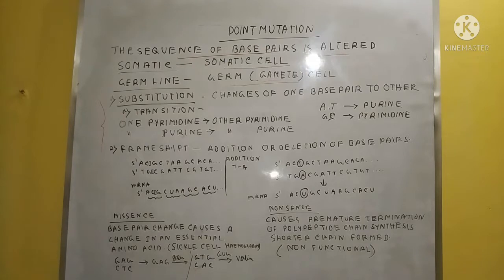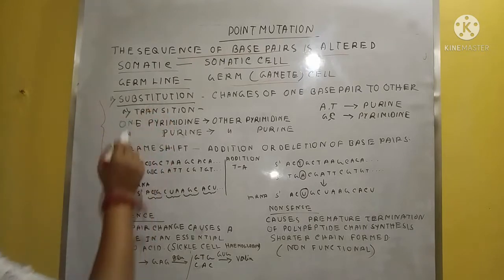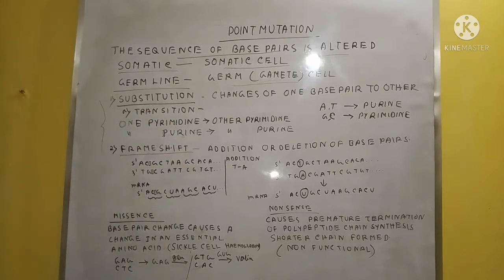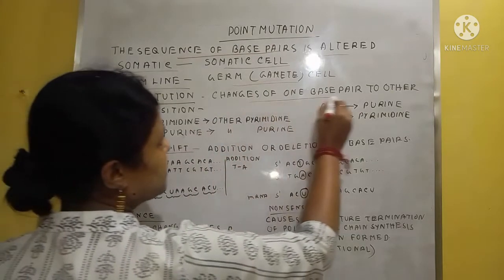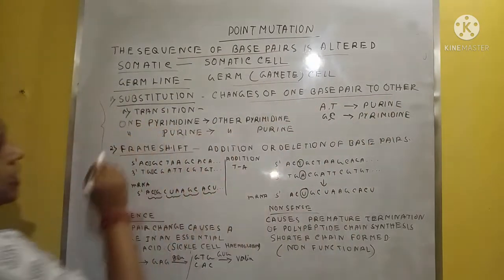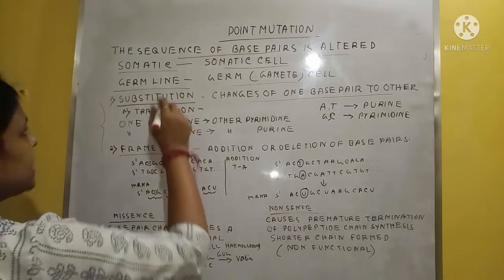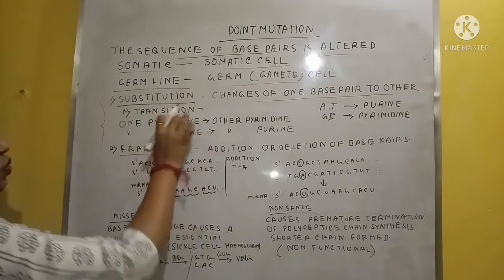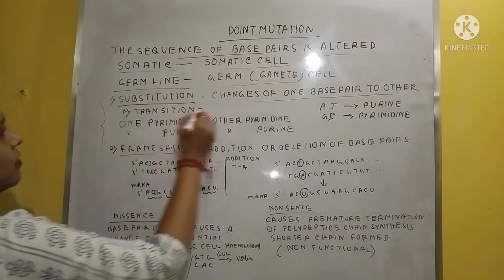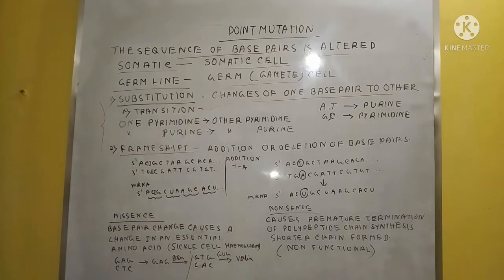Now, two kinds of mutation are possible. First, we understand about this. This is a substitution and another is the frame shift. What is the substitution? Substitution means here the change of one base pair to another. And this type of substitution process generates two kinds. We see here, one is the transition and another is the transversion.